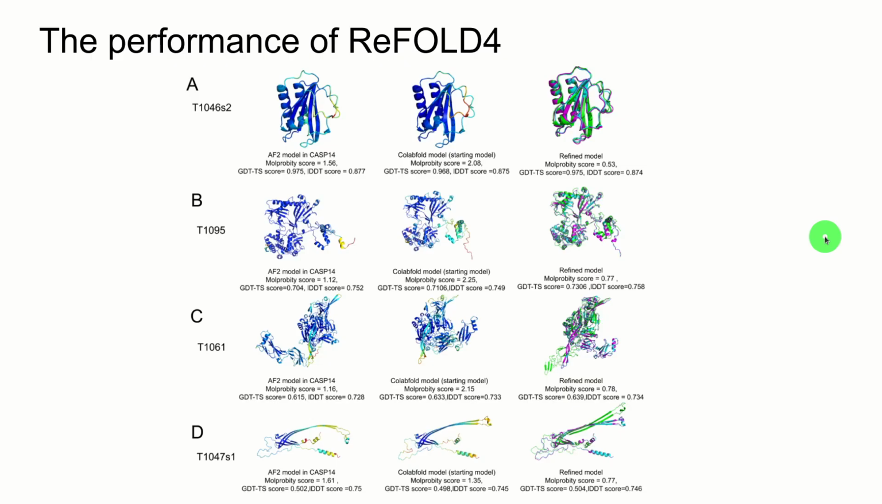When we look at the performance of ReFOLD for the CASP14 targets, ReFOLD managed to prevent the 3D models from structural deviation. While there is a modest improvement according to GDT-TS and lDDT scores, there is a significant improvement in MolProbity score. So we can say that ReFOLD managed to improve the stereochemical quality of the structures significantly.